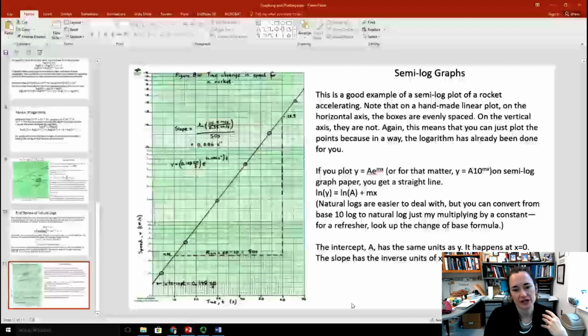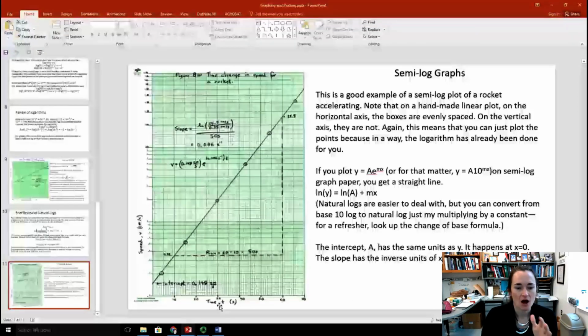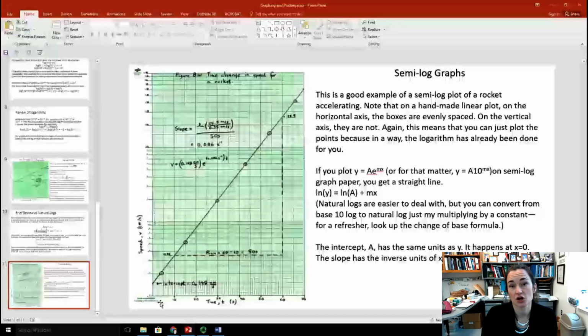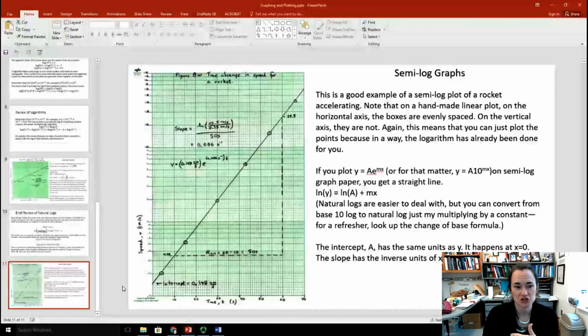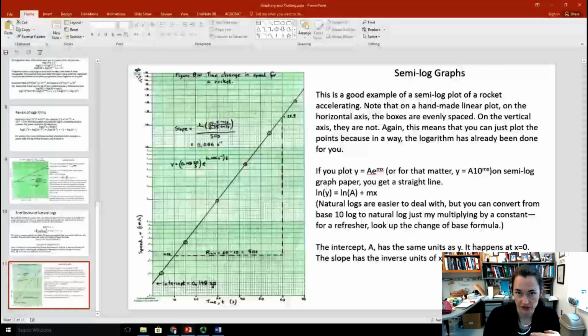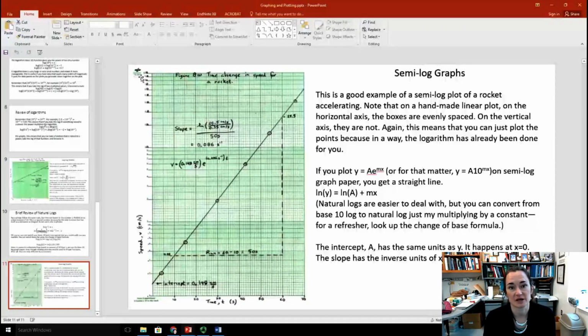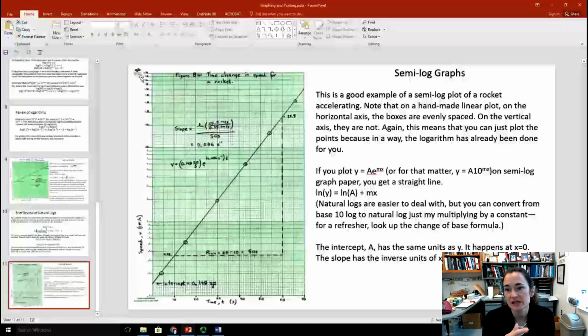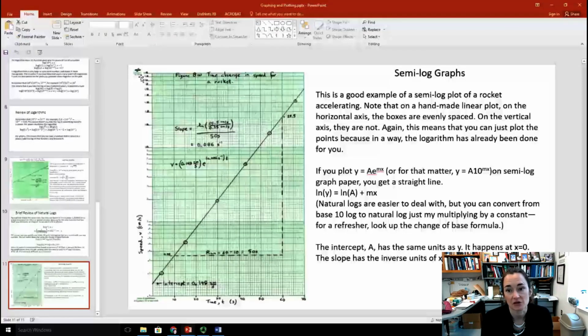Okay, so look here, here's our semi-log paper. On semi-log graph paper, you've got squares that are evenly spaced on your horizontal axis, but you've got a logarithmic spacing in between your squares on your vertical axis. See that? Okay, so this graph right here is a good example of a semi-log plot of a rocket that's accelerating, okay?